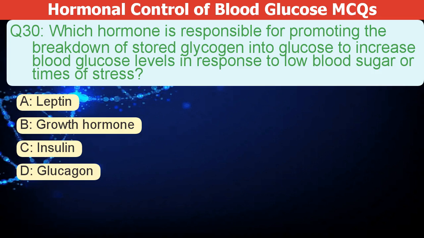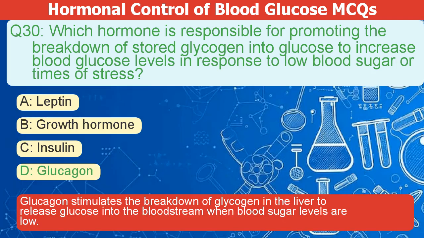Which hormone helps break down stored glycogen into glucose to raise blood sugar when it's low or during stress? A. Leptin. B. Growth hormone. C. Insulin. D. Glucagon. The correct answer is D. Glucagon stimulates the breakdown of glycogen in the liver to release glucose into the bloodstream when blood sugar levels are low.